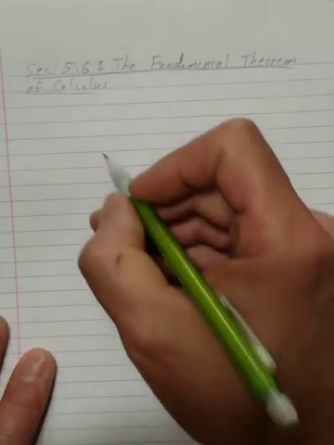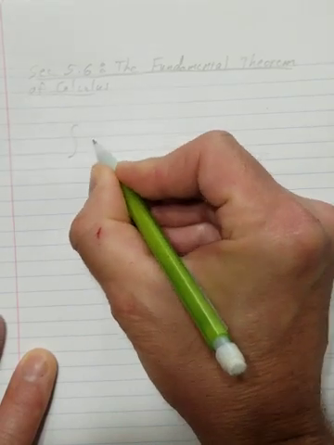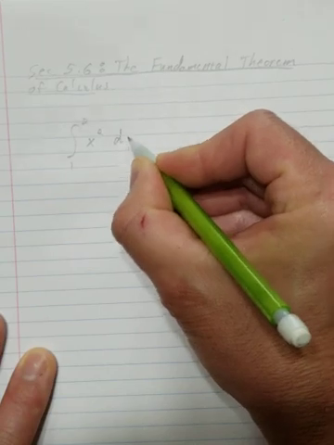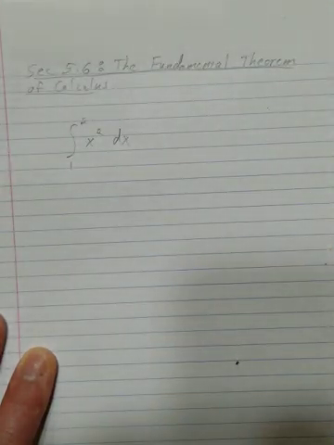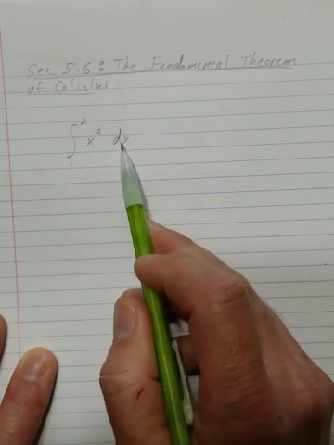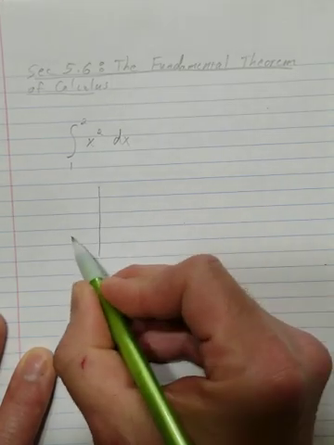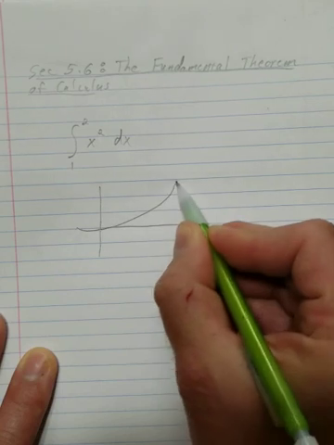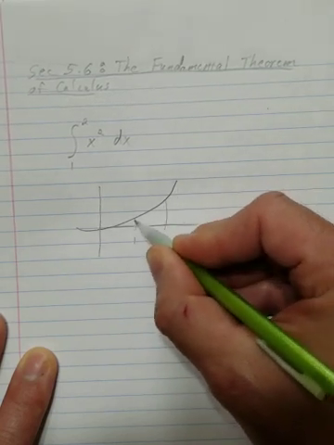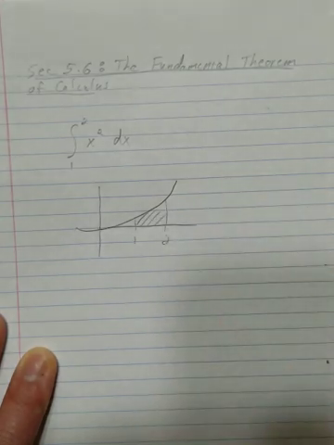Alright, this is section 5.6, the fundamental theorem of calculus. Now let's think about before, whenever we had this integral, the definite integral from 1 to 2 of x squared dx. We were looking for the area under the curve of x squared from say 1 to 2. So we were looking at this area right here.